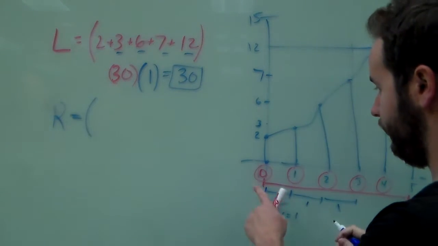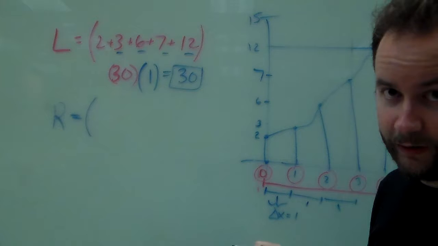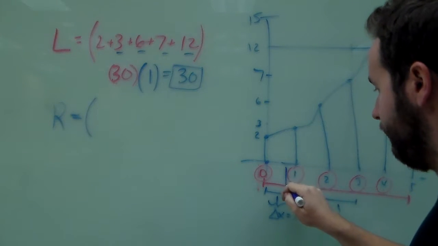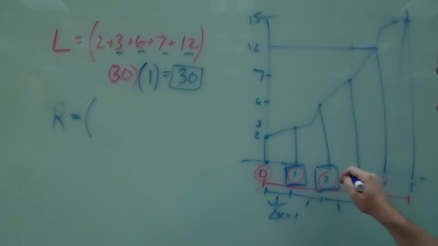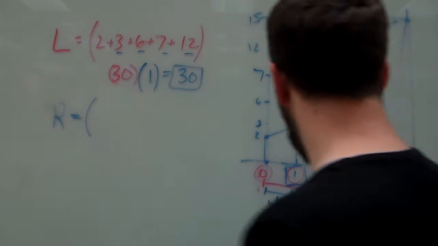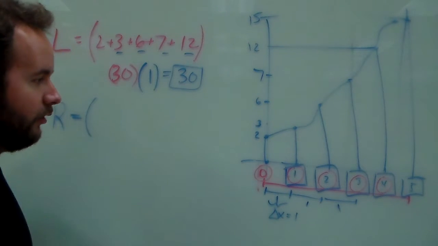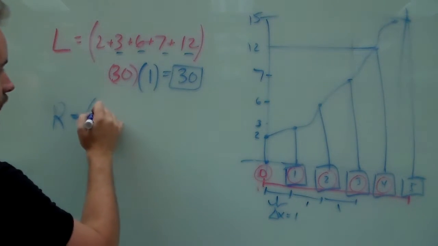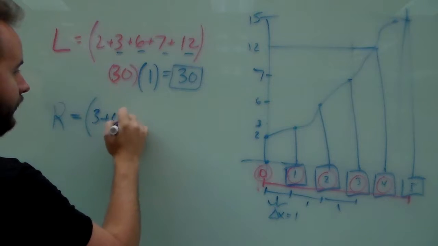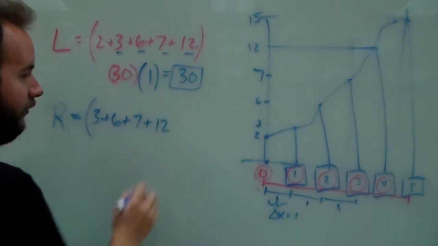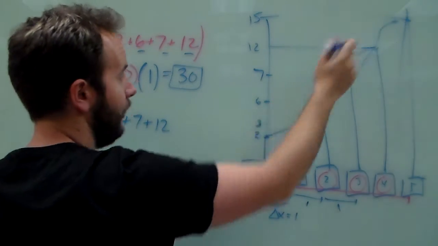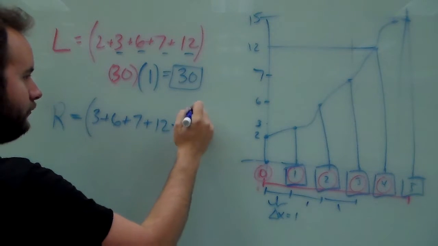So this time, I'm going to put a box around the tick marks I'm going to use here. I'm going to put a box around the 1, the 2, the 3, the 4, and the 5. I'm going to use those 5 values as opposed to the circled 0, 1 through 4. So I'm going to use 1, 2, 3, 4, 5, and those values are 3, 6, 7, 12, and the corresponding value for 5 is all the way up there at 15.